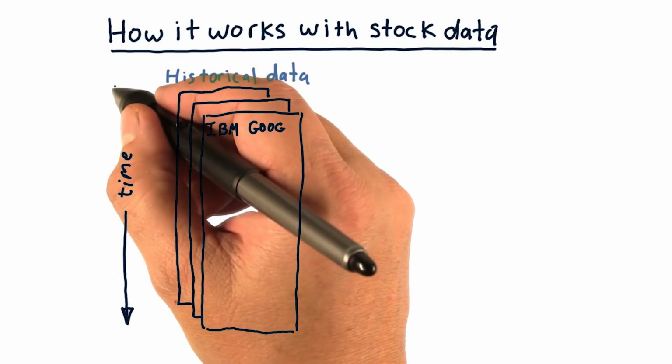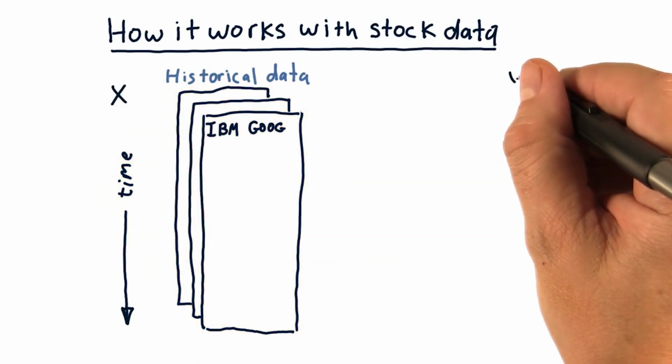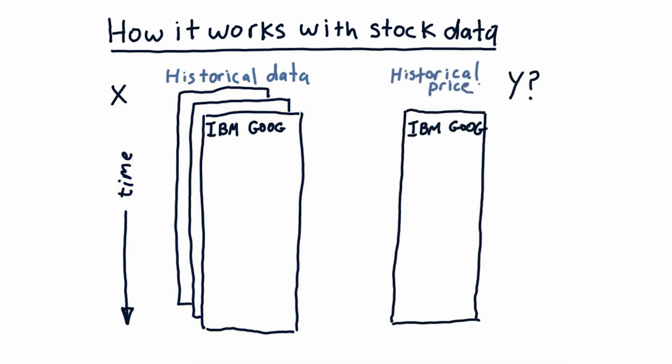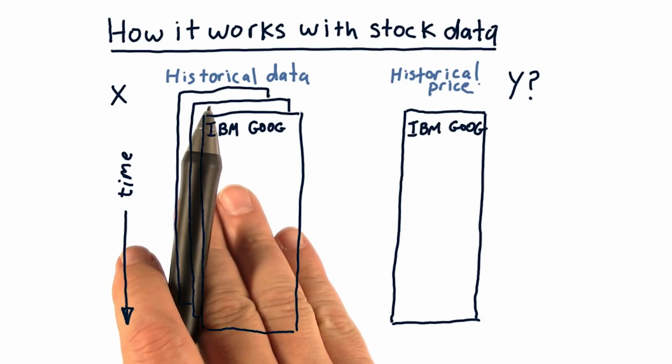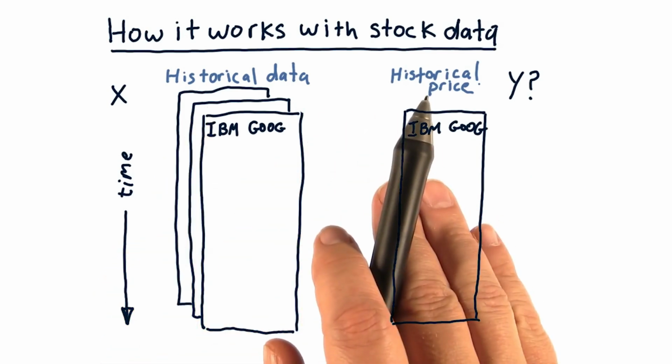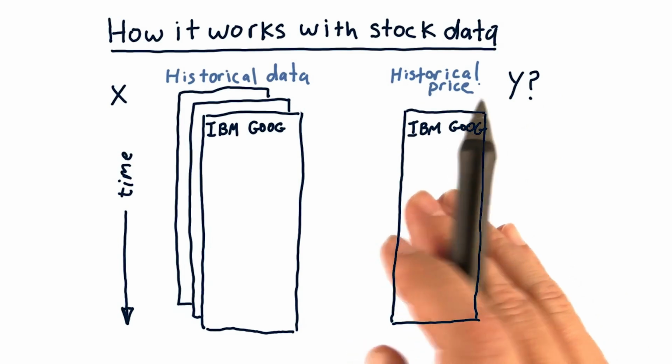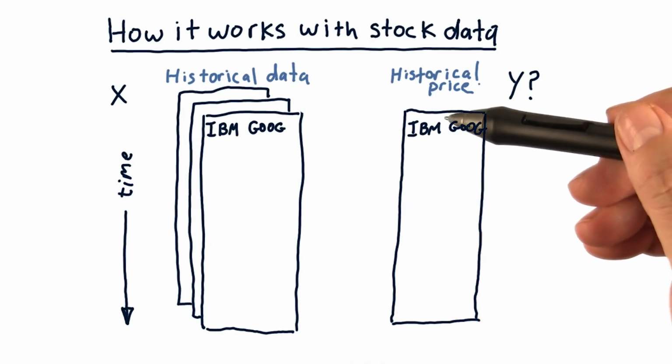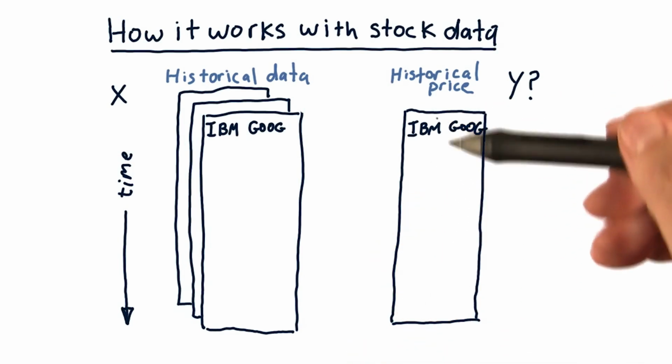These are our X's. What is our Y? In most cases, we want to use our historical feature data to predict a future price. But to train our model, we're going to use historical price as well.